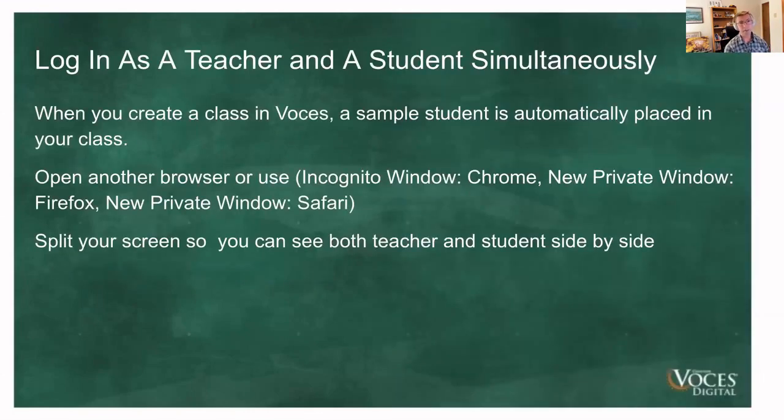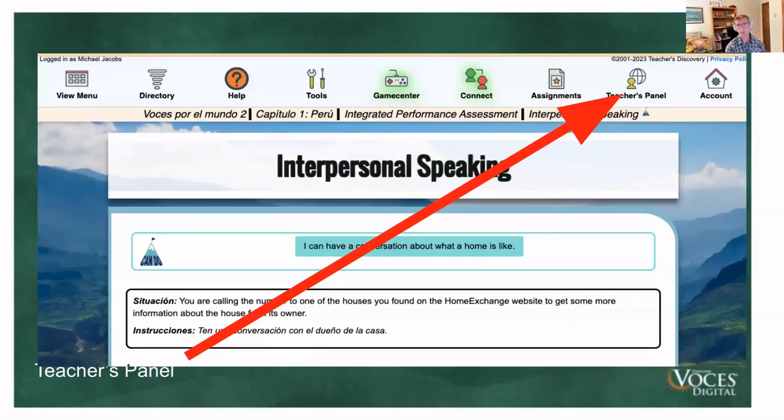So one thing that everybody does need to know is when you make a class in Voces, there's always a sample student in there. So I don't know if you all have noticed, oh, who put that sample student? Every time you did it, Chris made it so there's automatically a sample student, which allows you to log in different ways as a student. So you can see exactly what the student sees. So there's a couple of things here.